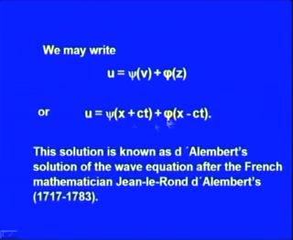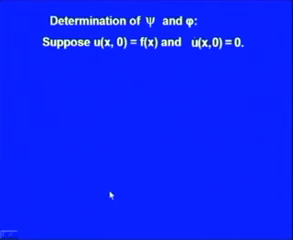Now, this solution of the wave equation is known as the D'Alembert solution of the wave equation, after the French mathematician Jean Le Rond D'Alembert. Now, let us find the values of the arbitrary functions psi and phi. Let us assume that u x 0 is equal to f x and delta u over delta t at t equal to 0 is 0. So, initially the string is released from rest, and its shape is initially given by the function f x.